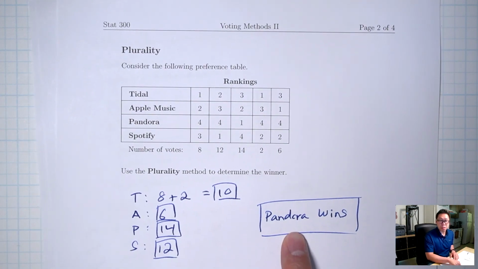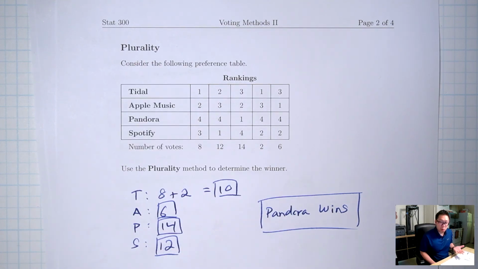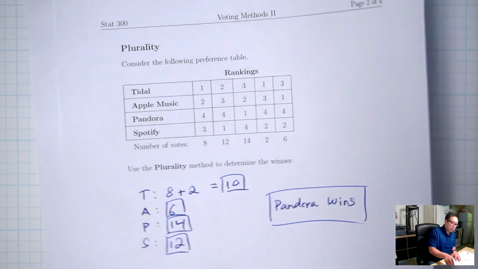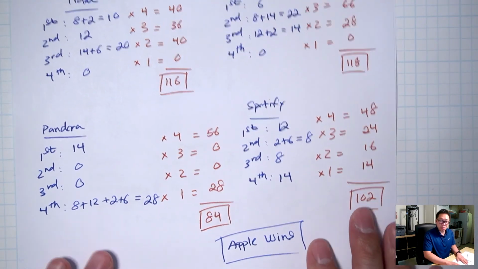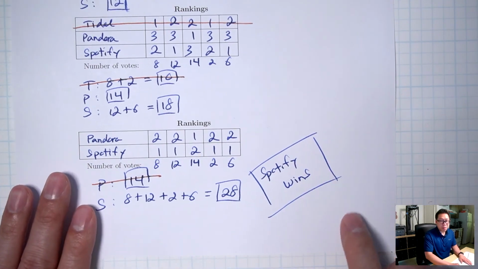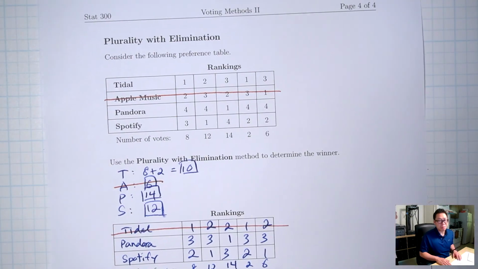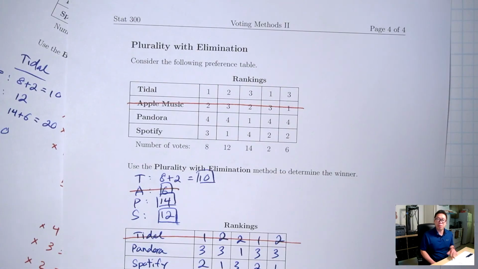Pandora is going to try to convince everyone that plurality is the best method because with plurality, Pandora wins. Apple is going to want to use Borda. That's the best method for Apple. And then Spotify is going to say, no, plurality with elimination. That's the way to go, so that Spotify wins. So there's no one correct answer here. Okay, that's what I want you to take away from these past 2 lectures.